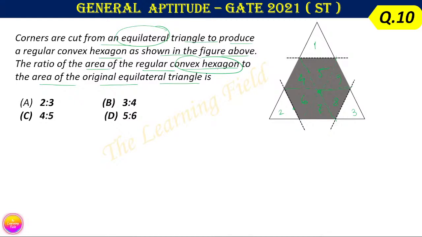Now we have to calculate the area of the regular hexagon to the area of the original equilateral triangle. Therefore in the regular hexagon, the number of triangles of equal area is equal to 6, and in the original equilateral triangle the number of triangles with equal area is equal to 9. So this is the ratio of their area. So this is equal to 2:3, okay. So this is the problem. So now the answer is what? 2:3. Option A is clearly the correct answer, okay.